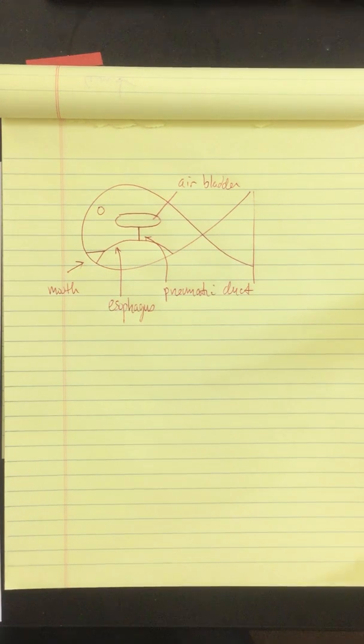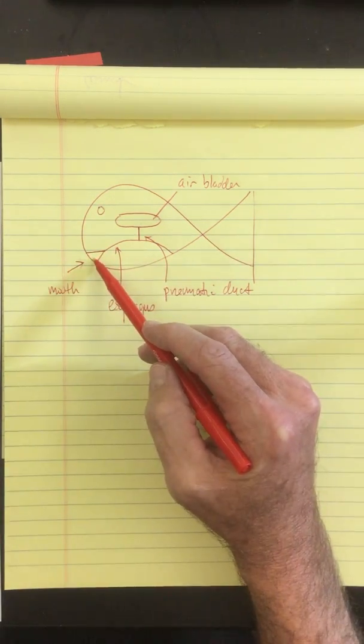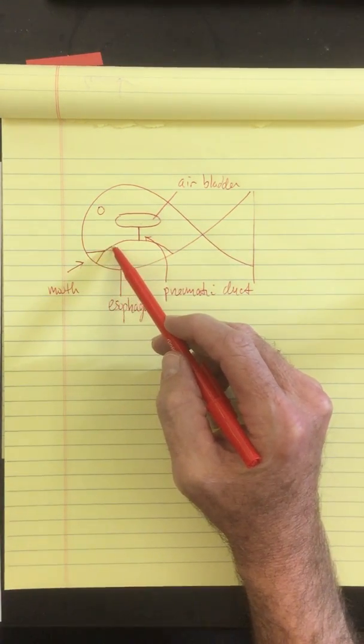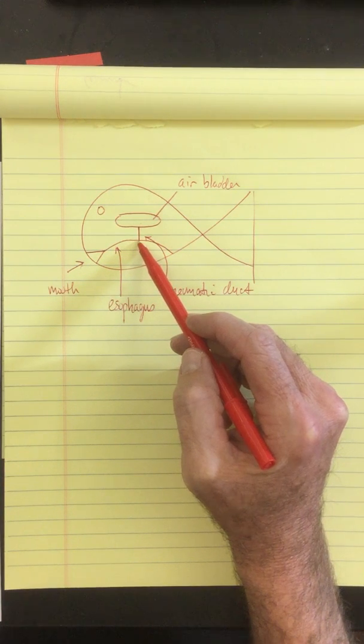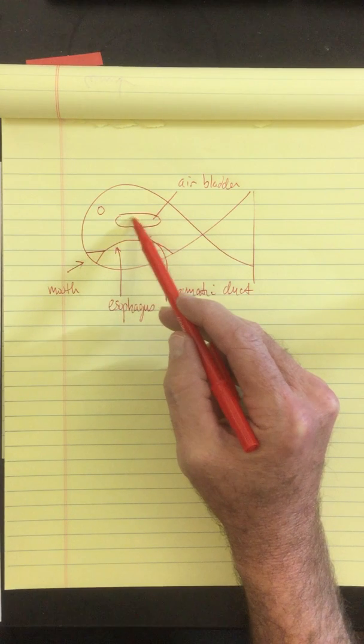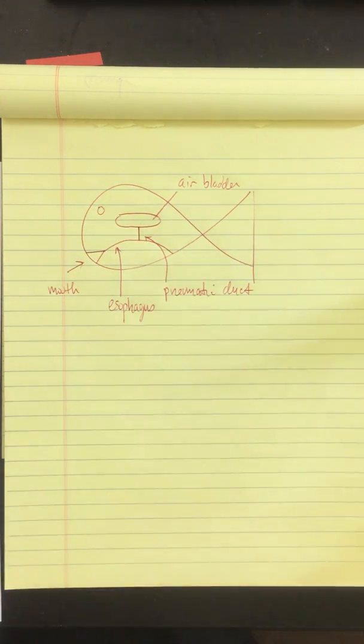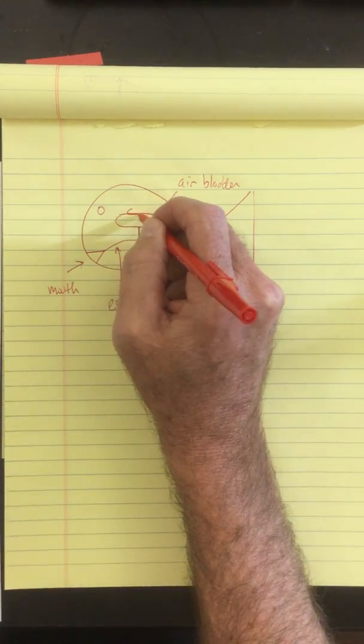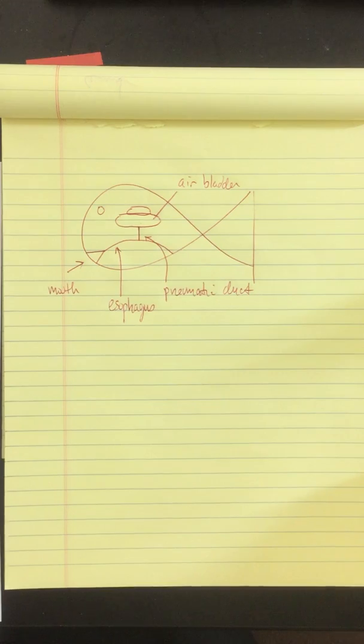So in the lecture it was described that when this type of fish needs more air in the air bladder, they can actually gulp air through the mouth. The air will go through the esophagus, connecting to the pneumatic duct, and then the air bladder can get filled with air. However, if it's at the depths, it also has what's called this gas gland.